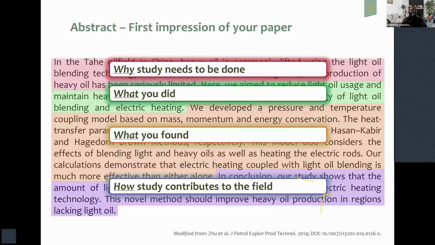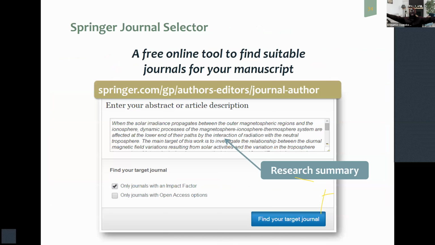Now look at this. Why the study needs to be done. It's in the first sentence. What you did. Then what you found. How study contributes to the field. That is how an abstract should be written in a manuscript. Now, once you have all this, I told you this before. I'm just giving you a typical example. For example, Springer Journal Selector. It used to be in the system, but these days it's not there.